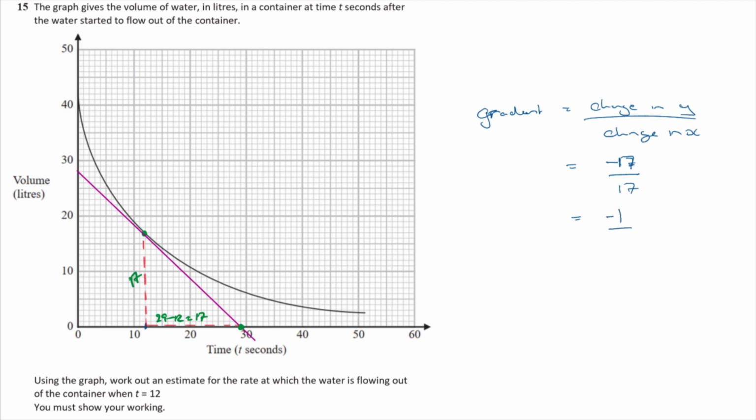Okay? So that's going to be -1 what? It's going to be -1 liters per second then, isn't it? At that point. So the gradient is -1, but the rate that the water is flowing out is just 1, isn't it? Because it's flowing out at 1 litre per second.